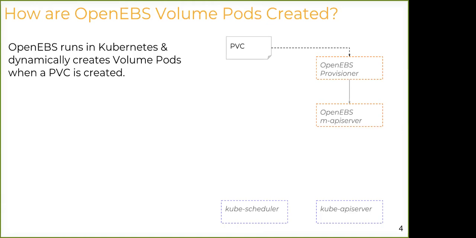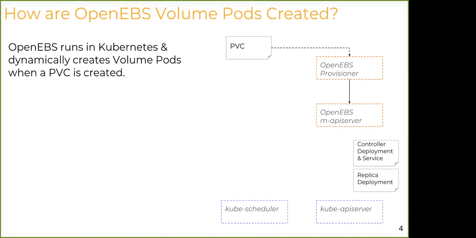And the provisioner in turn invokes the API calls on the API server. The API server here is an API service which exposes some REST endpoints, for example, volume create, volume delete, right? So what does the API server do?